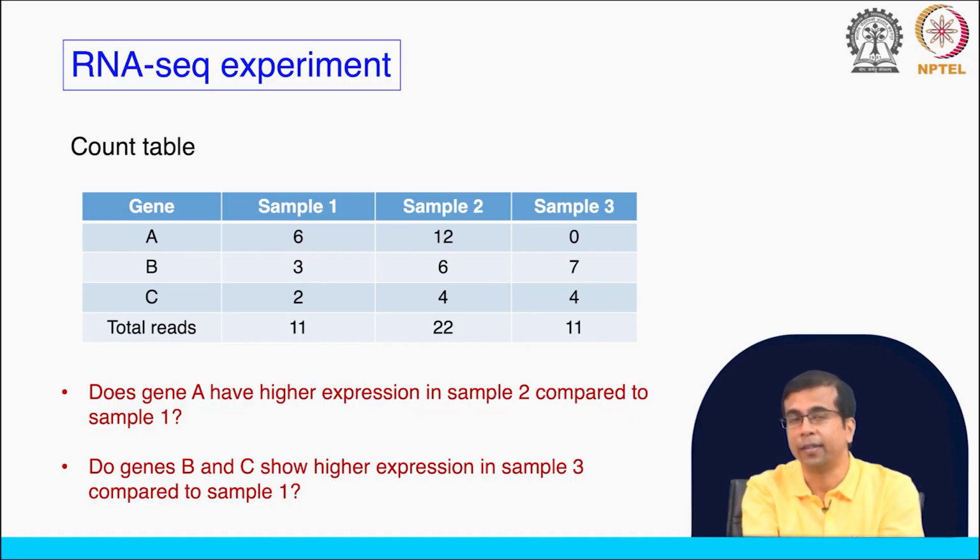So, the question is, can you say B and C are showing higher expression in sample 3, is that so? Again the answers are not so simple, because there are a lot of other factors that we need to take into account, and this is something that we will talk about in this class.